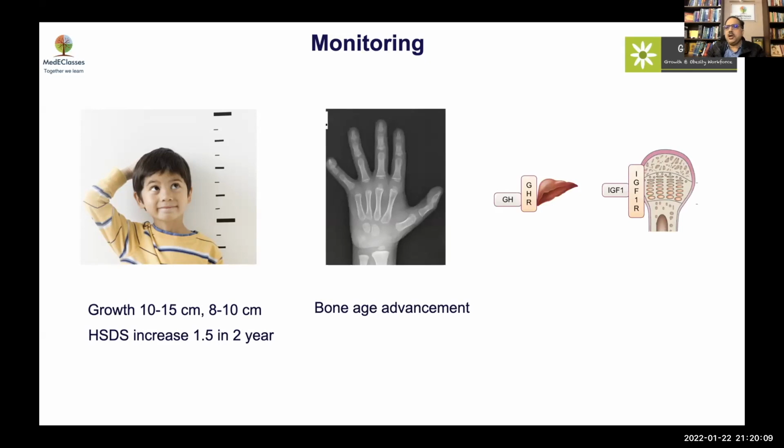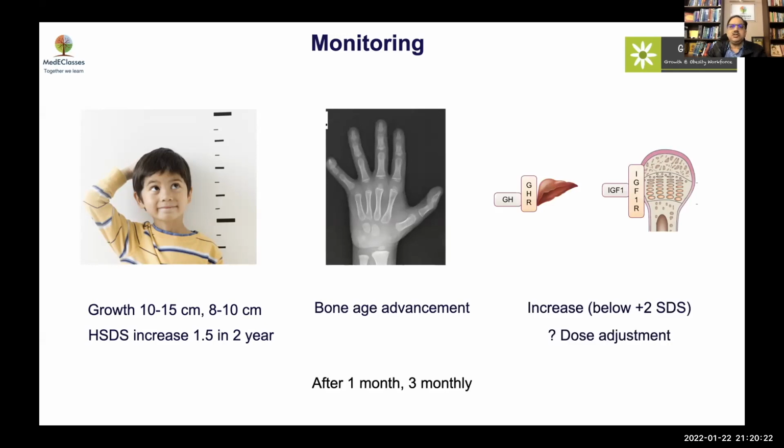And very importantly, if you want to look at any adverse effects, it is important to see that the IGF-1 levels do not rise very high. If the levels go more than 2 standard deviation score, you have to be concerned. So dose adjustment is required, and usual monitoring is after 1 month and then 3 monthly.